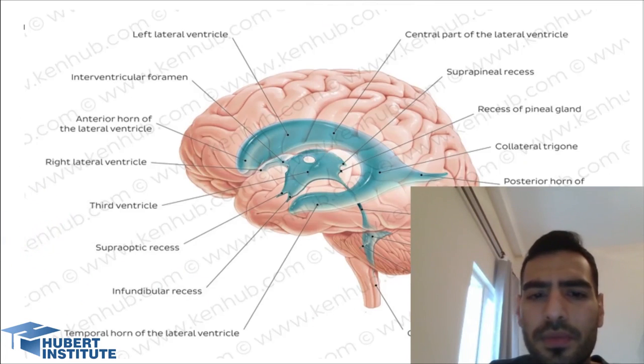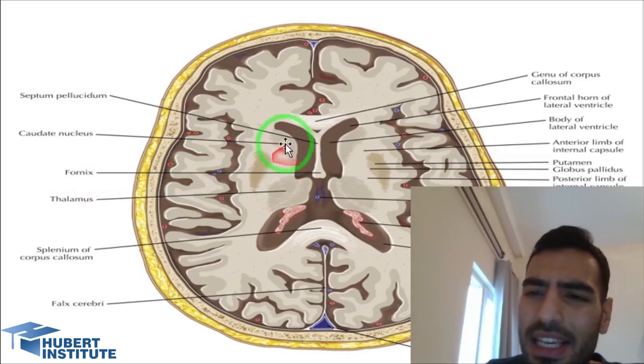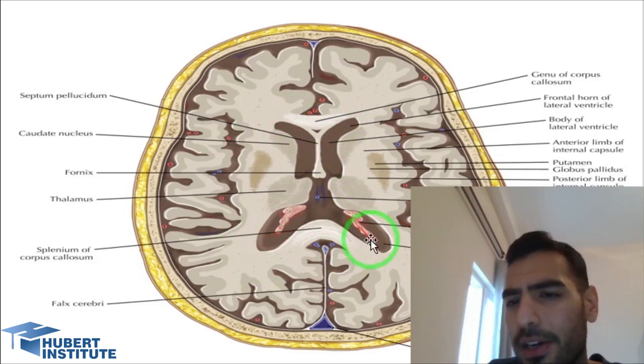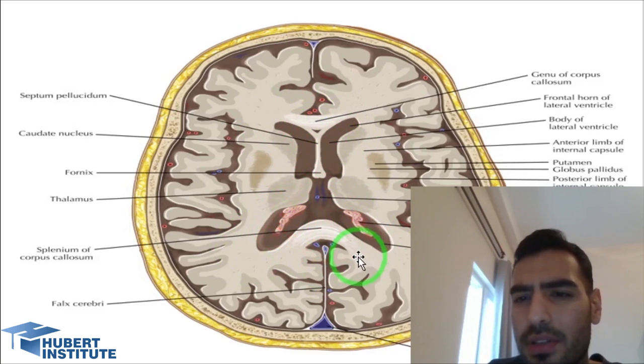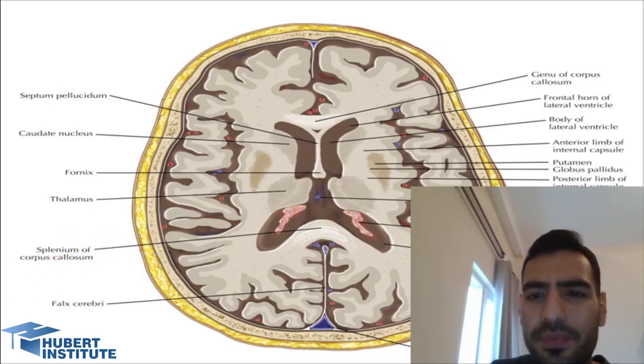The 3D view. This is the axial view, or cross-sectional view. You can see here the lateral ventricles, frontal horn, body, occipital horn. Here you can find the choroid plexus, or choroid plexus capillaries. And at the center, you can see the third ventricle. And here we have thalamus, which is at the lateral side of the third ventricle.